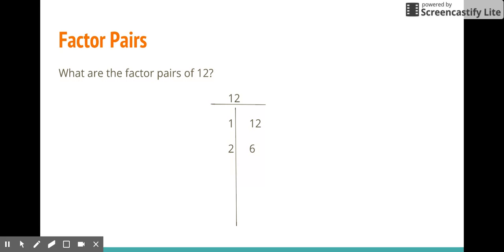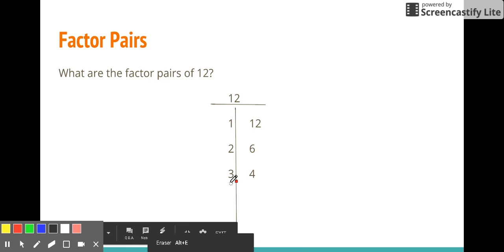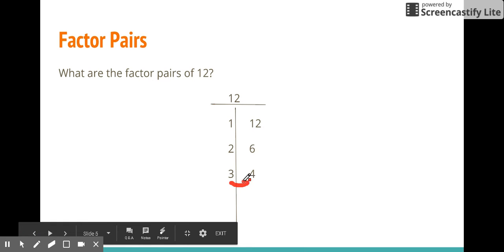3 times what equals 12? I'm going to go ahead and skip count to make sure that I'm thinking correctly here. So 3, 6, 9, 12. That means that 3 times 4 equals 12, so I'm going to include 3 and 4 as factor pairs for 12. I don't need to go any further because I have a turnaround fact.